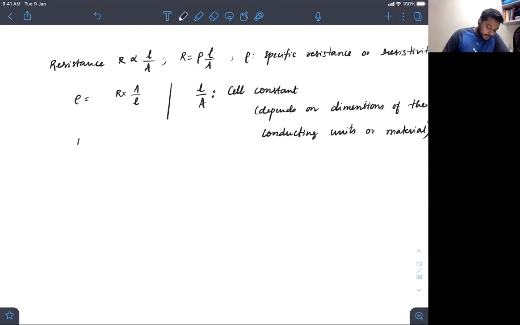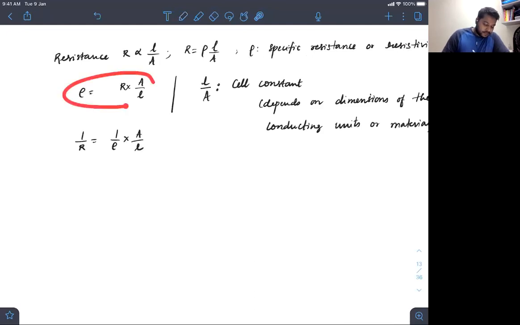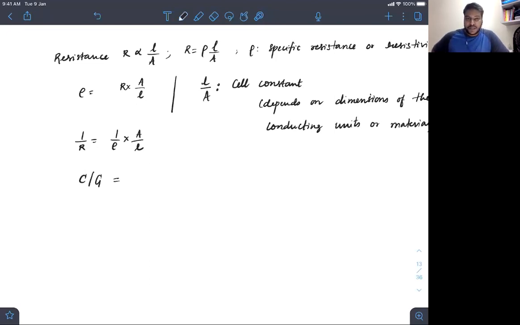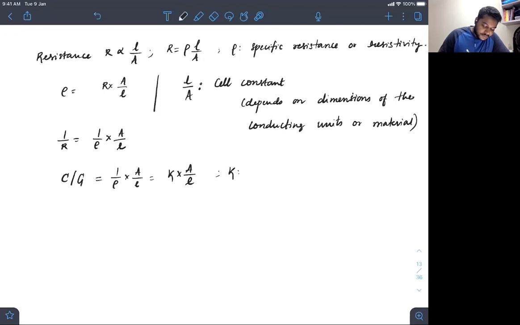Now, if you write resistance as 1 by R and this as 1 by rho into A by L, I can write the same equation in this format. This 1 by R is defined as conductance. Conductance in NCERT is taken as both C or G, so you can take both. So C or G is equal to 1 by rho into A by L, and 1 by rho is defined as kappa, known as conductivity or specific conductance.